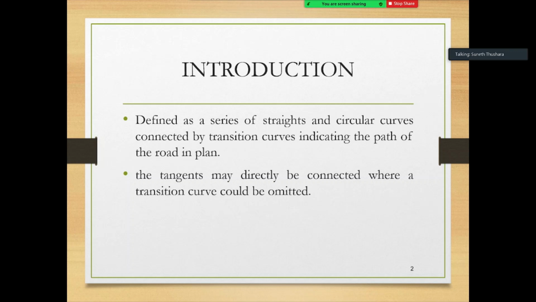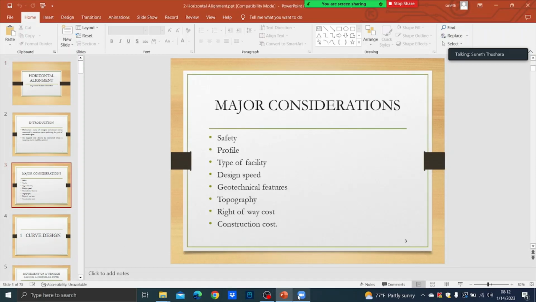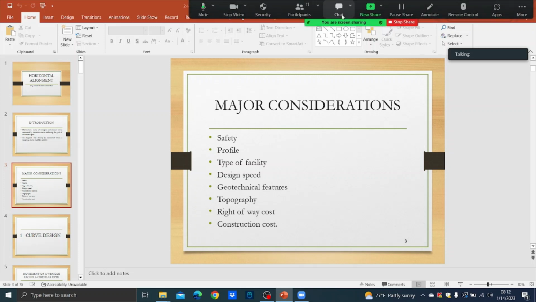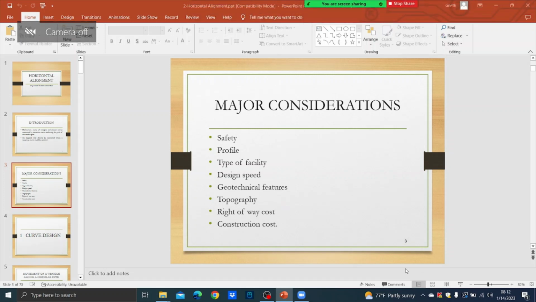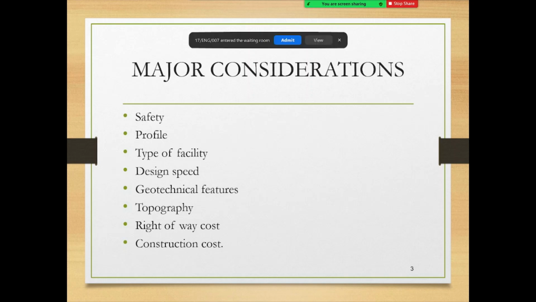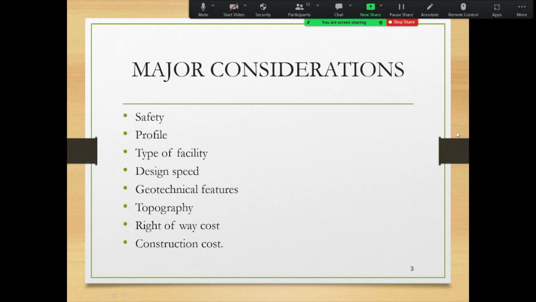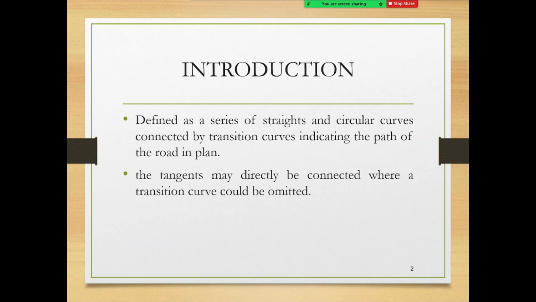Okay, so you have straights and you have circular curves. Maybe you have seen, one second, right? So we have straights and circular curves connected by transition curve. So what do you mean by a transition curve? A transition curve means, when it comes to circular curve, you have a particular radius, right? But when it comes to a transition curve, it doesn't have such a radius.